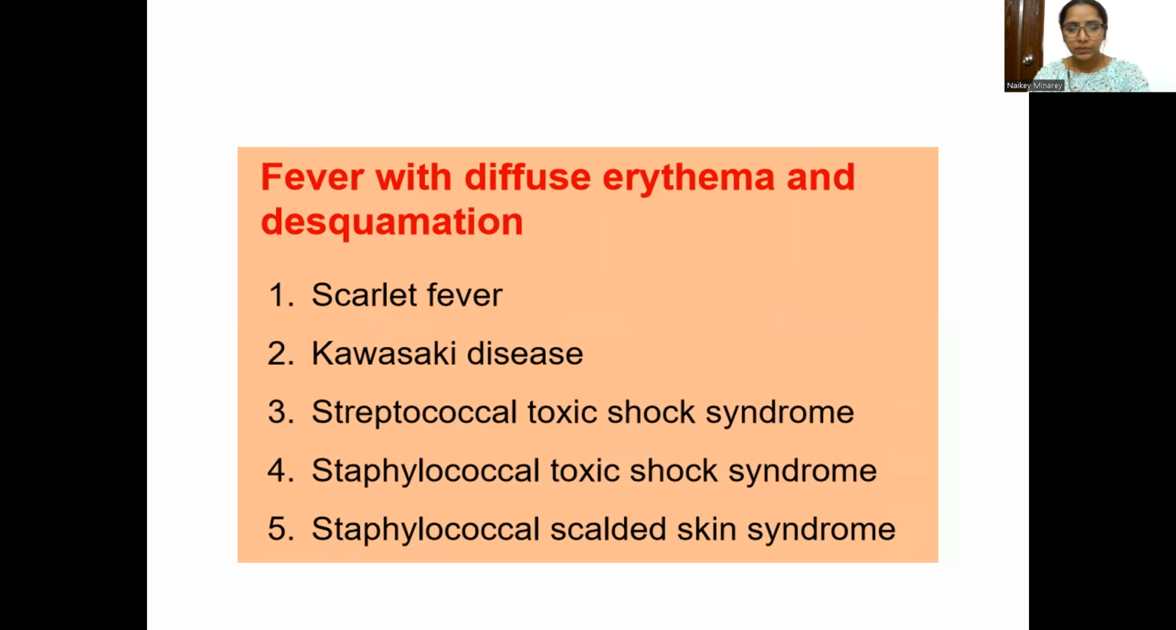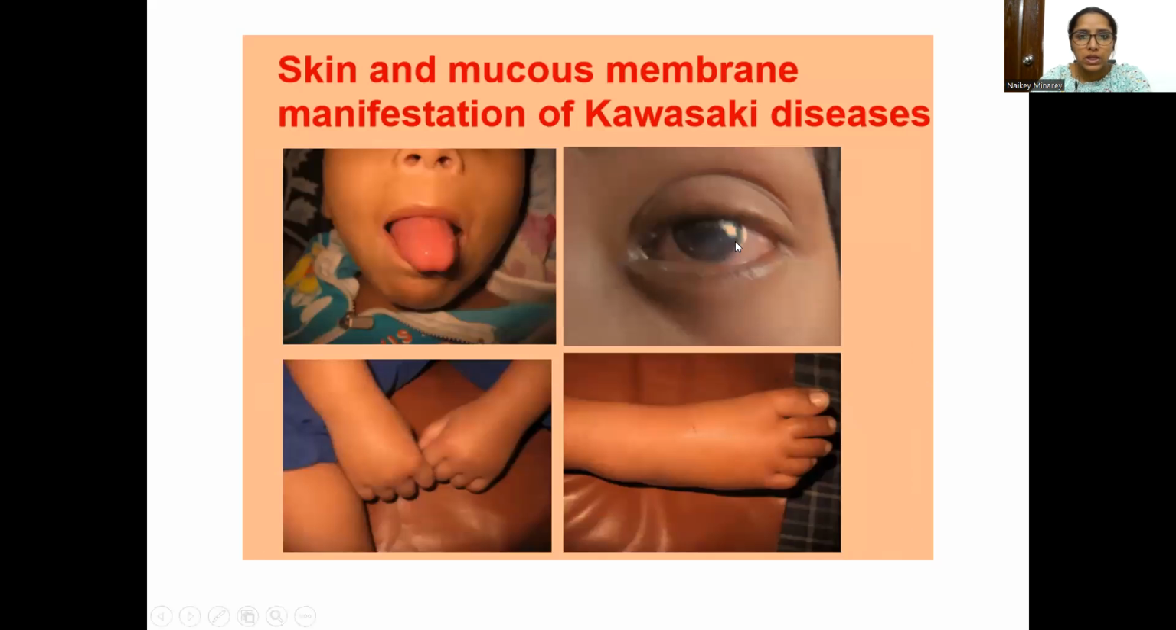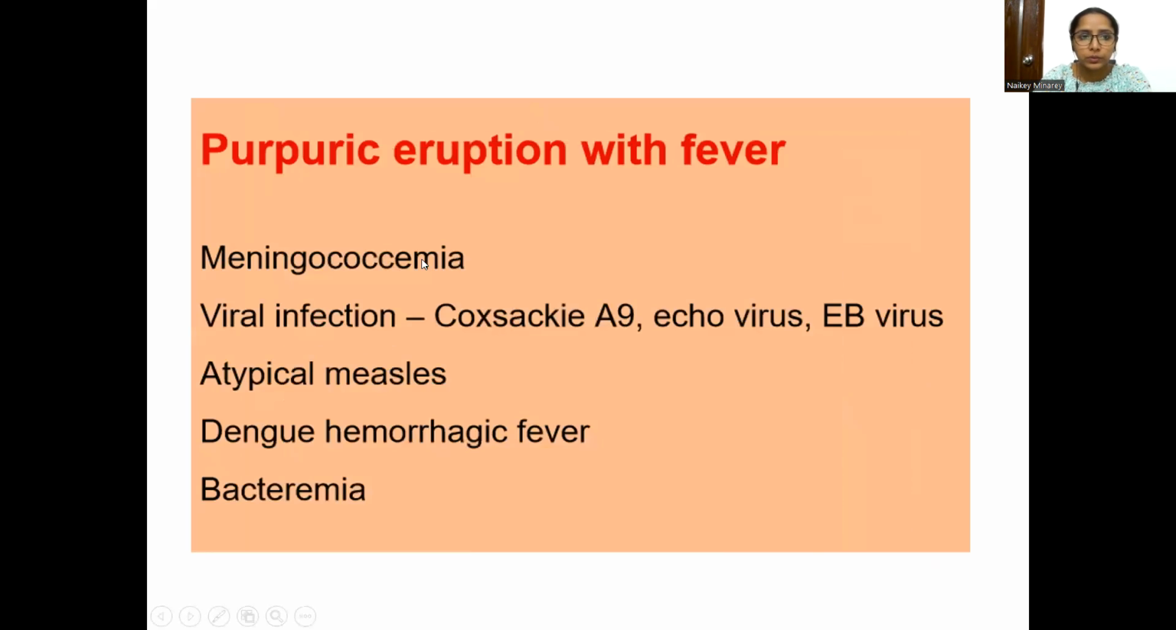Now coming to fever with diffuse erythema and desquamation. It can be scarlet fever, which is not seen nowadays, Kawasaki disease, which is very common, and COVID can also present with atypical Kawasaki. Also streptococcal toxic shock syndrome and SSSS, that is staphylococcal scalded skin syndrome. This is strawberry tongue in scarlet fever. This is Kawasaki: non-purulent conjunctivitis with swelling of the peripheries, followed by peeling, and again strawberry tongue.